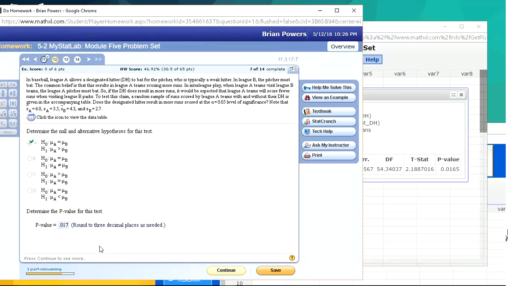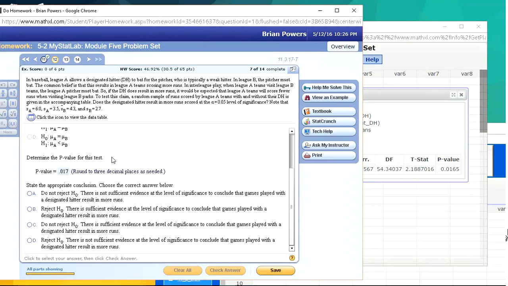And what do we do? Our alpha level is 0.05. We had a p-value of 0.017. It's less than alpha, so we do reject. There is sufficient evidence that the games played with a designated hitter result in more runs. That's what B is saying, and that's what we want. Excellent.